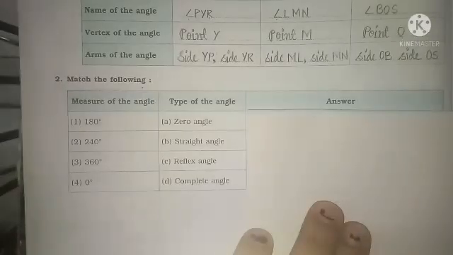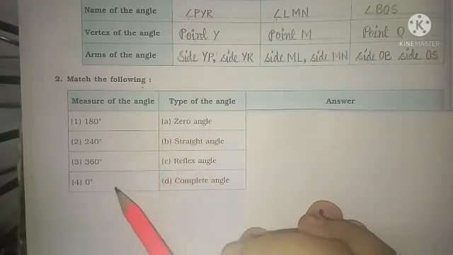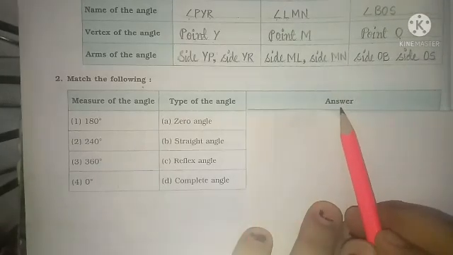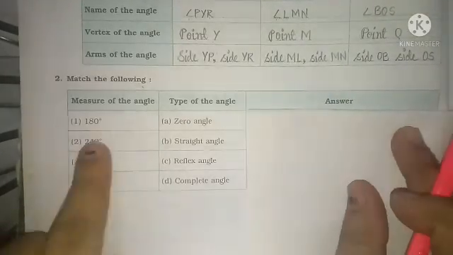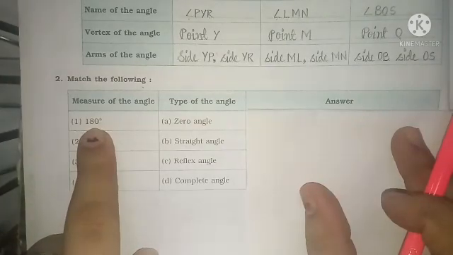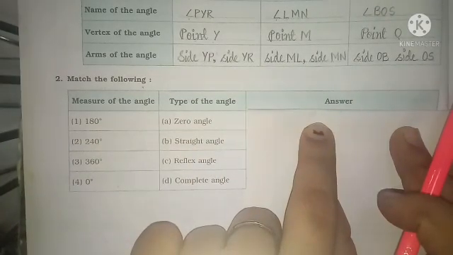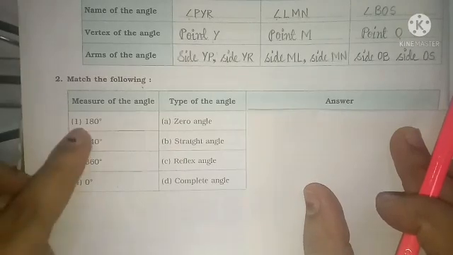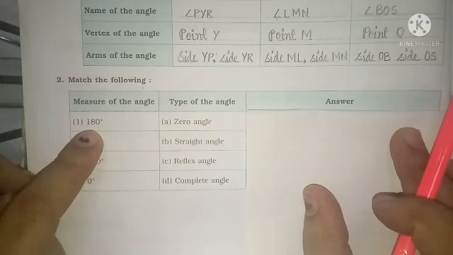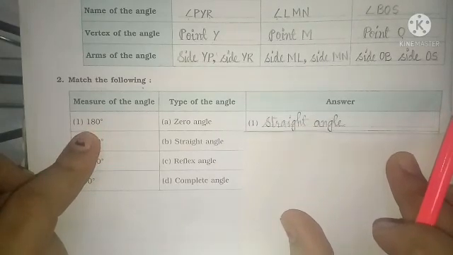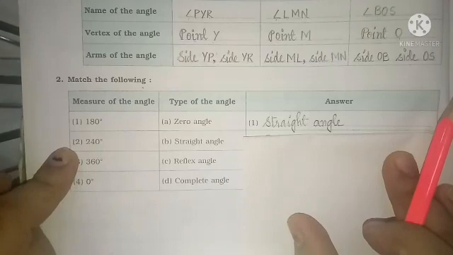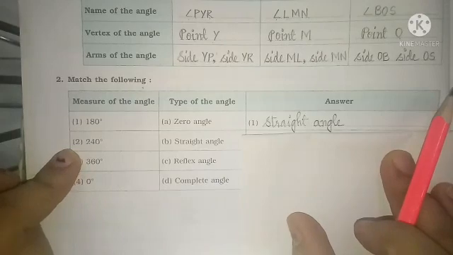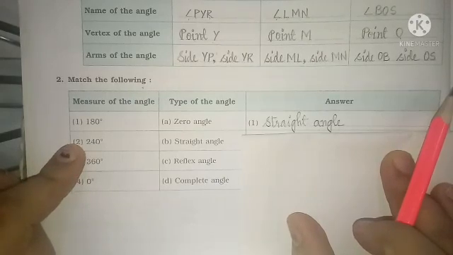Okay, so students, here the measure of the angle is given on one side and the types of angle on the other, and they are asking us for the answer. According to the measure of the angle, we have to write which type of angle it is. I have already written the answers for you. If it is 180, then which type of angle is it? It is a straight angle. In the second question, the measure is 240 degrees, which is more than 180 degrees but less than 360 degrees, so which type of angle is this?